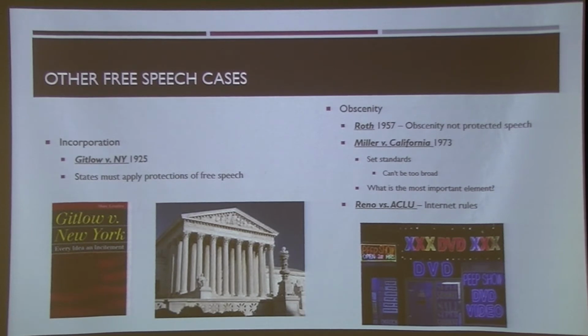There can be some limitations to it. Miller will build upon that. Reno versus ACLU is one you need to be familiar with, and it basically said a lot of things for the internet rules. What it pretty much said is it's the Wild West. There's only a few things. The most obvious that can be regulated on this is child pornography.